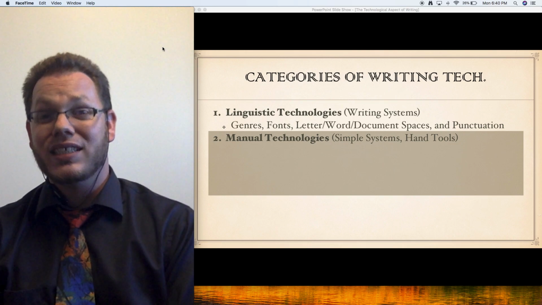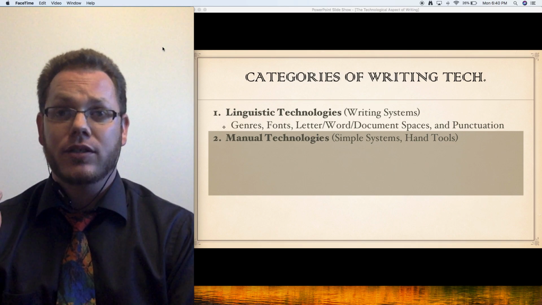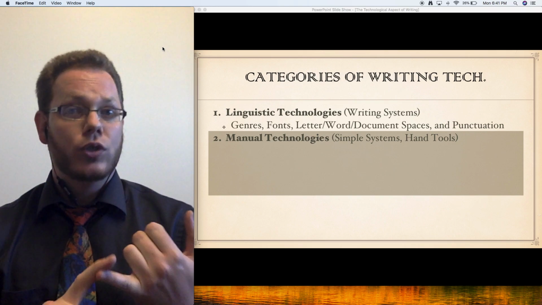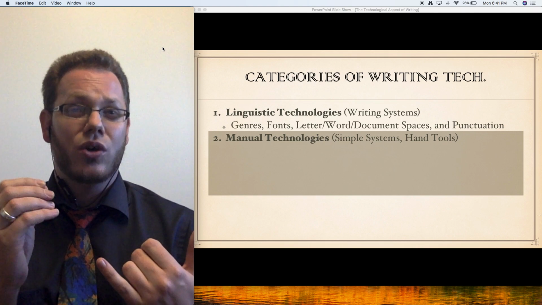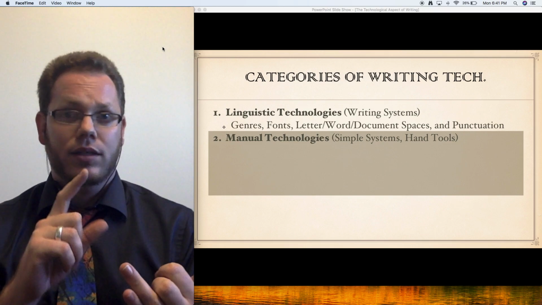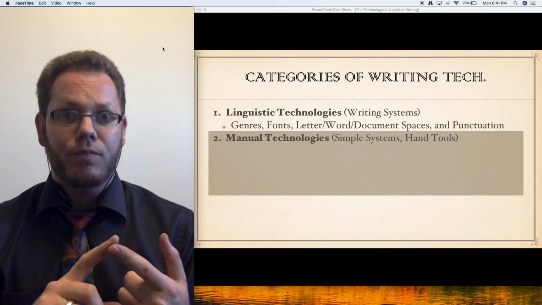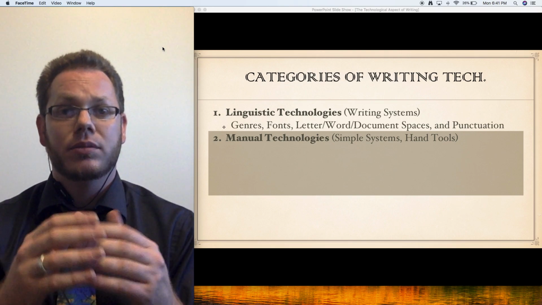Manual technologies are like simple systems, hand tools. These are things, again, pens, pencils, mechanical pencils, all varieties of stylus as a category, which means the ones you use for a tablet or Palm Pilot count sometimes as hand tools, though we have other categories for that, so that's complicated. But quill and ink, hand chisel, cave paintings, these are all based on hand tools or manual systems.